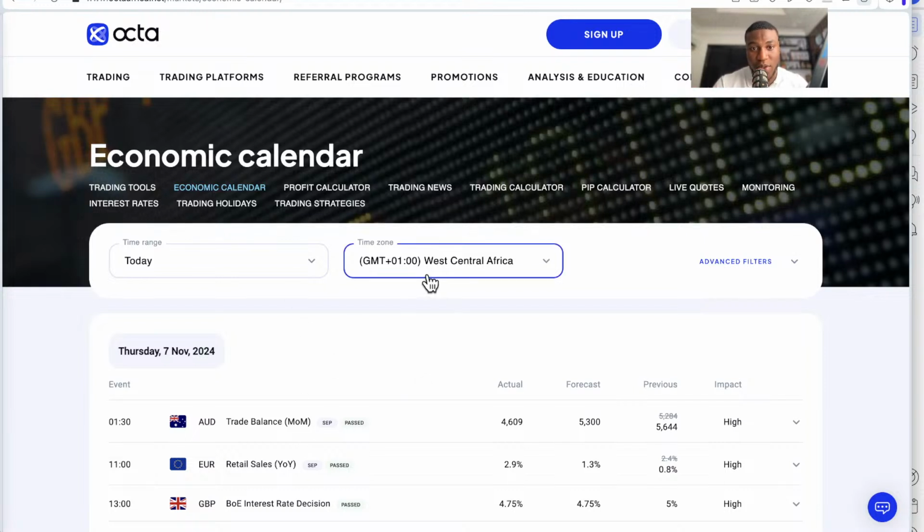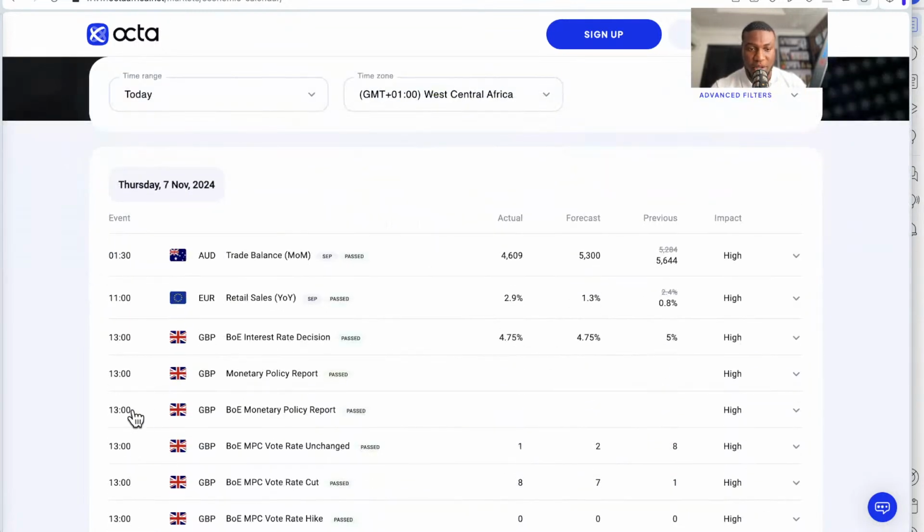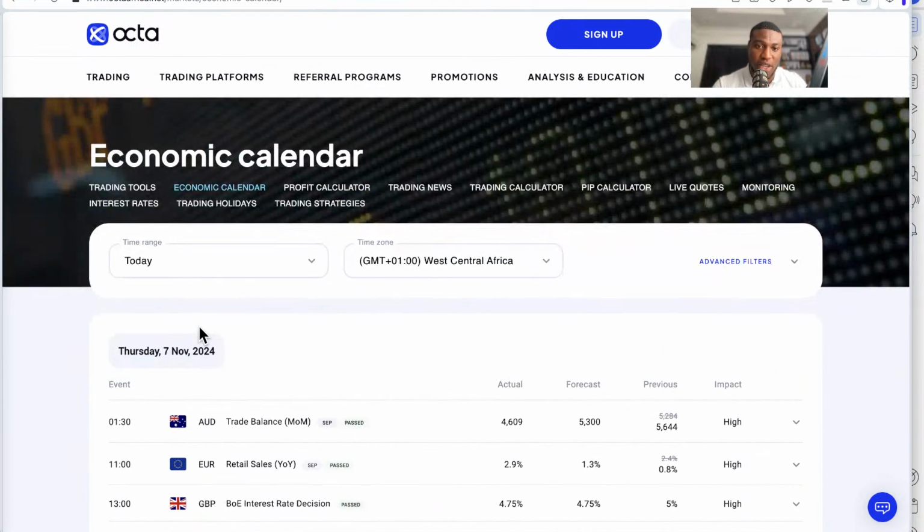And one of those settings would be the time zone. You have to make sure your time zone is in your current location, right? If you forget to do this, you'd miss out on these events because you'll be seeing it at a different time and you wouldn't know if the event has already happened or is yet to happen, right?